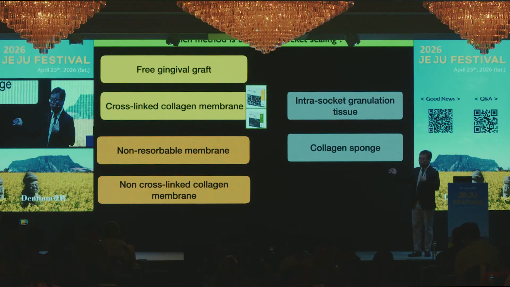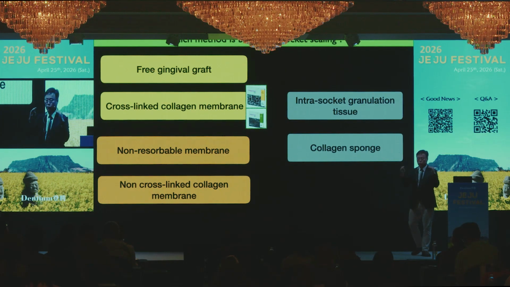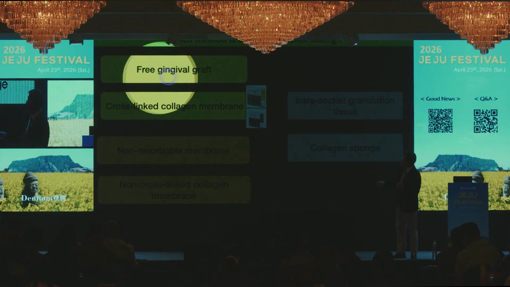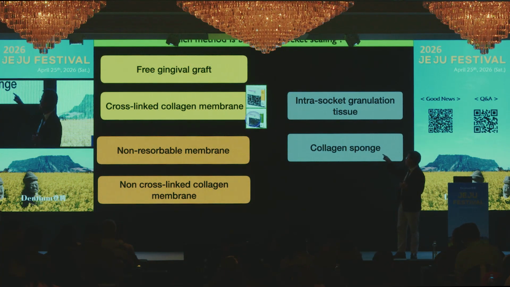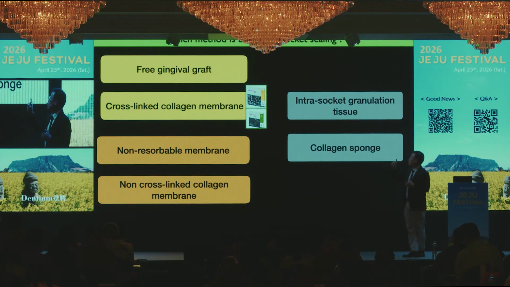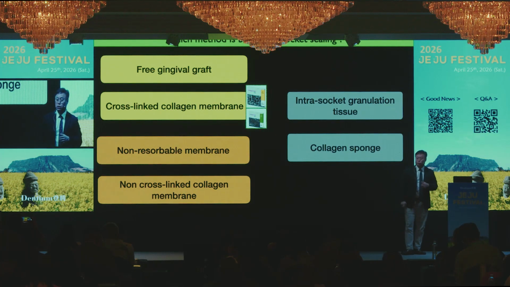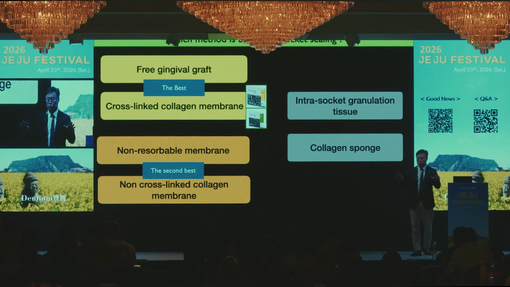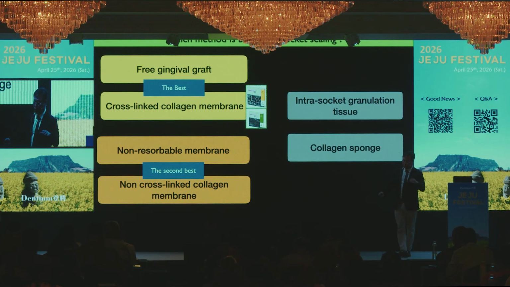Based on the literature, there are several different ways for socket sealing. The best is always a free gingival graft, but it's painful because we have to get some soft tissue from the palate. The next one is the cross-linked collagen membrane, such as X1D or X2D. This is the best, and the non-cross-linked collagen membrane is the second best, based on the literature. I'm not speaking from my own experience; this is based on the literature. I just summarized it because of limited time.